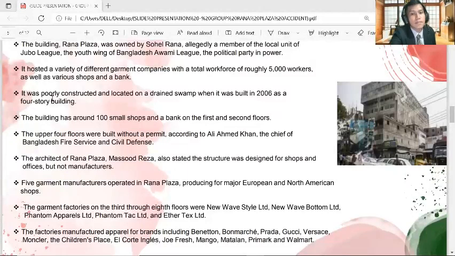Five garment manufacturers operated in Rana Plaza, producing for major European and North American shops. The garment factories on the 3rd through 8th floors were New Wave Style, New Wave Bottom, Phantom Apparels, Phantom Tac, and Ether Tex. These factories manufactured apparel for brands including Benetton, Prada, Gucci, Versace, and others. And additional info, Walmart was also manufactured in the building as well.